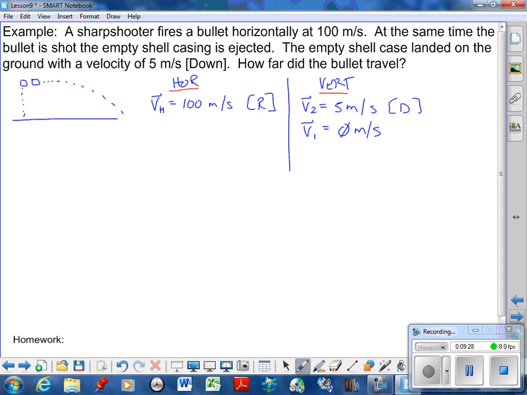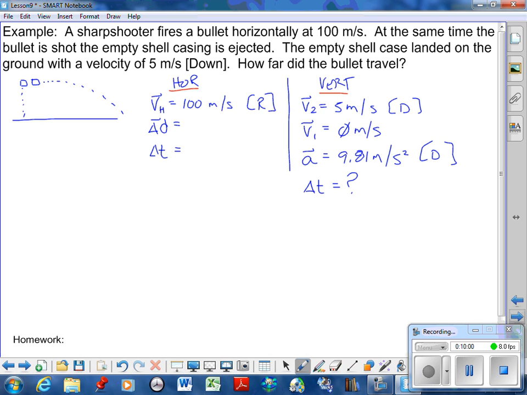What else are we given? That's it. We know no other information. So there's the unspoken information, acceleration due to gravity. It's 9.81 meters per second squared, and that's down. And we want to know how far the bullet traveled. So that means that we are looking for the horizontal displacement, which means that we need to know a time. So time would be really good to get, and that's what we're going to look at here. So time is the unknown.